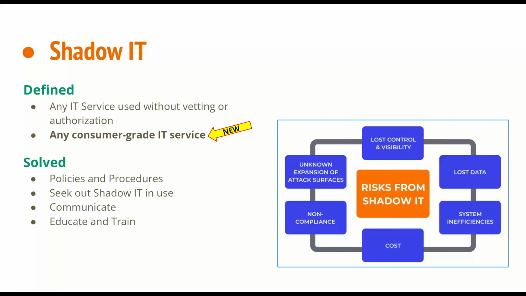And so how do you solve this blind spot? One, you have to look for it. Policies and procedures to prevent it from happening in the first place. You need to seek out shadow IT in use, right? And so you're going to go back again, look at employees' credit card. Are they expensing a tool that you didn't authorize?